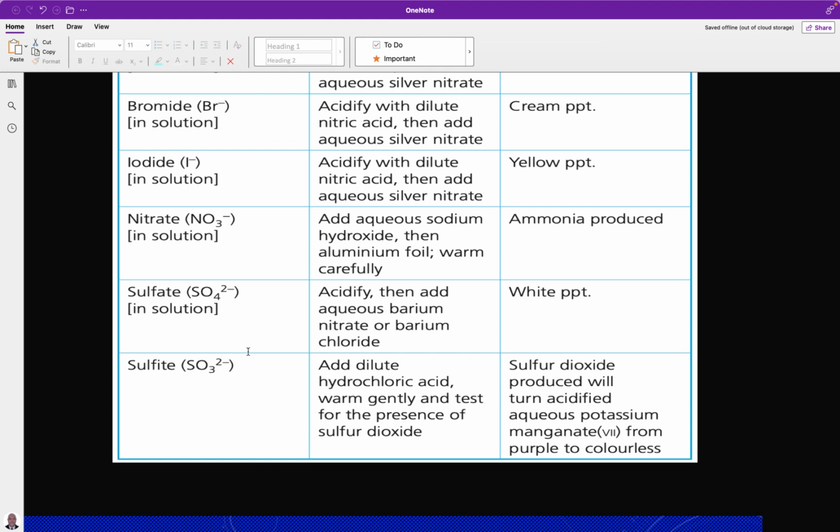So when you add the dilute hydrochloric acid and warm gently, then to be sure of the gas that is being produced, you now add aqueous potassium manganate(VII), which is purple. If there is a color change from purple to colorless, then sulfur dioxide gas is being produced, and that is the test for sulfite.